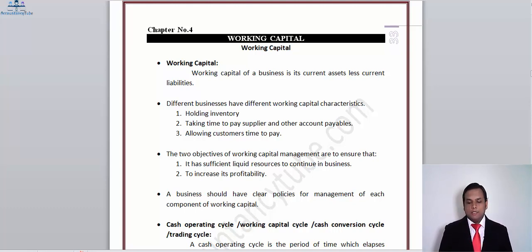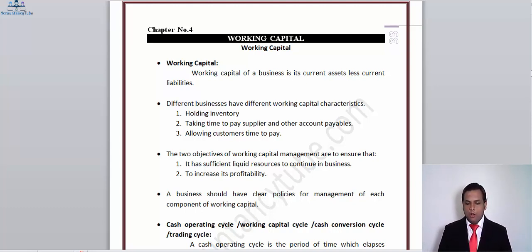Working capital of a business is current assets less current liabilities. Simply put, in a definition, basically working capital is made up of 4 components. For beginners, that is inventory, receivables, payables, and cash. These are the 4 elements of working capital. We'll be looking at each of them in due turn.